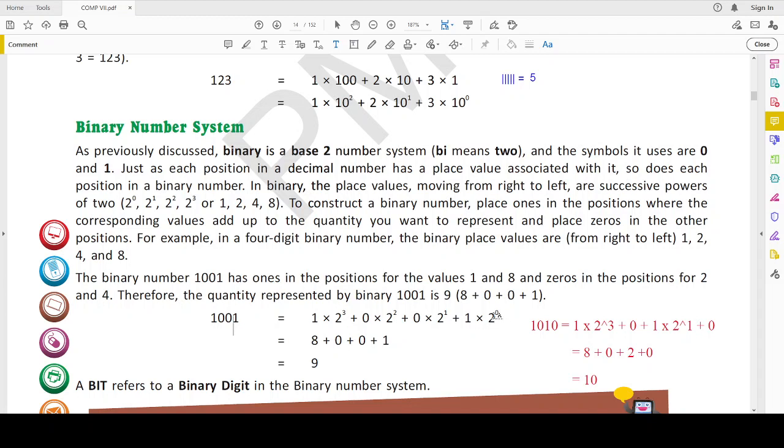2 to the power 0 into 1. 0 into 2 to the power 1. 0 into 2 to the power 2. 1 into 2 to the power 3. Now, from here you can see the positions having a 0 in the representation is giving you a 0, because 0 into something is a 0. So for the positions you are having 1, that is giving you a value, right? So 2 to the power 3 is having a 1 and 2 to the power 0 is having a 1. So for those places you are getting a value 8 plus 1 is equal to 9, right?